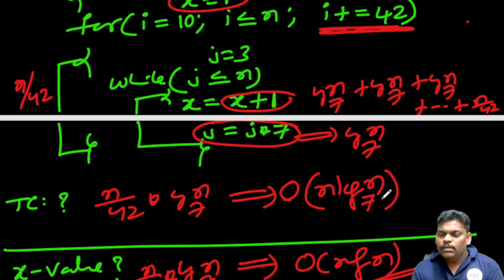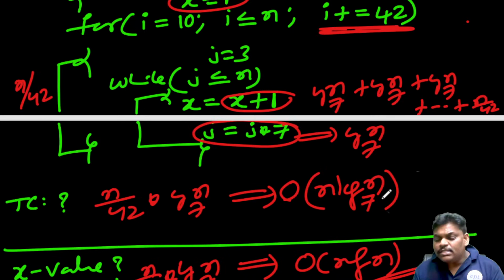Someone is saying i into 42. Yeah, then see, if i into 42, then the outer loop is log n and the inner loop is also log n. So it is log n into log n, that is log n square. Not log n, log n square. Outer loop log n, inner loop log n.